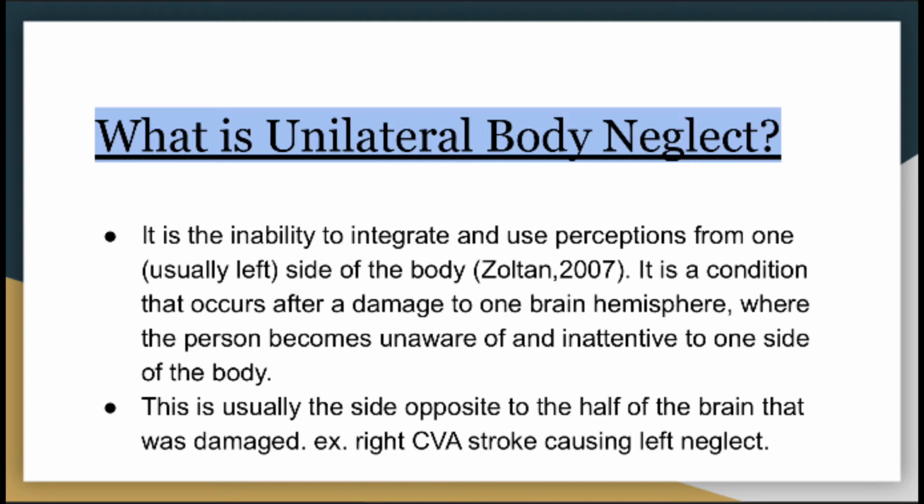It is a condition that occurs after damage to one brain hemisphere, where the person becomes unaware of and inattentive to one side of the body. This is usually the side opposite to the half of the brain that was damaged. For example, a right CVA stroke causing left neglect. The defect may occur independently of visual field cuts or visual inattention, or may be compounded by both defects. Left neglect is much more common than right neglect.